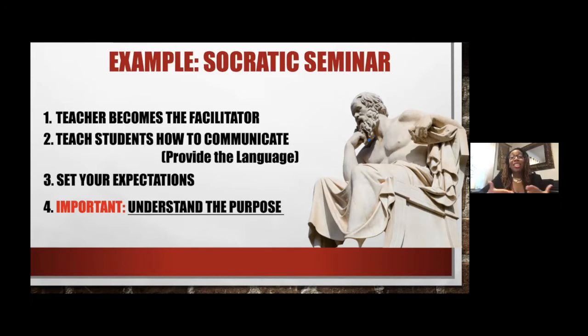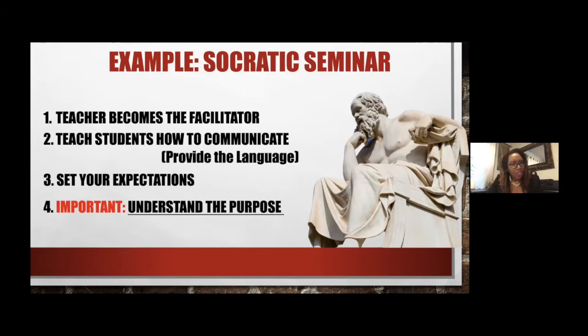You teach students how to communicate. As we said, we don't know whether the students know how to communicate effectively or not. Provide them with the language. Instead of saying disagree or agree, what cues can I use? I agree because, I disagree because, to help push the discussion further. Give them the language, the cues. What did you mean when you stated? How can you follow further? Do you have textual support? So on and so forth. You want to give them the language.